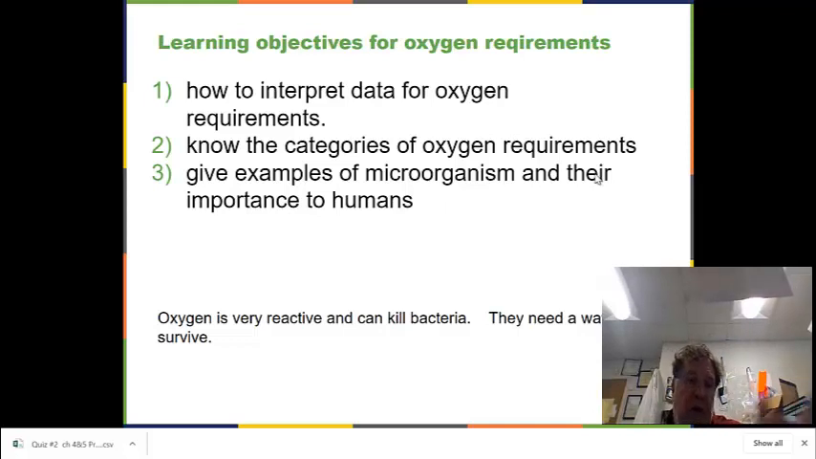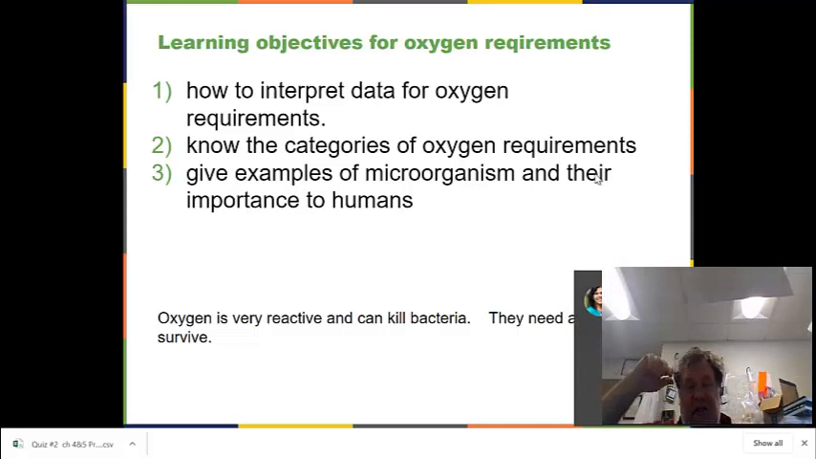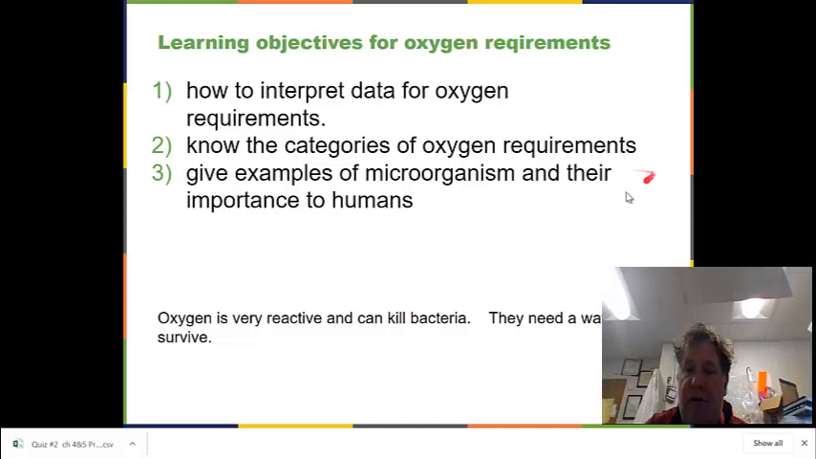So that's growth. We're going to look next at some requirements that cells have for growing. Remember, when we looked at that growth curve, in order to have exponential growth, you have to have enough oxygen, carbon, nitrogen, temperature, everything else like that in order for those conditions to go. So what are your learning objectives for oxygen? You need to interpret data for oxygen requirements, know the categories of oxygen requirements, and give examples of microorganisms and their importance to human beings, some of these oxygen ones.